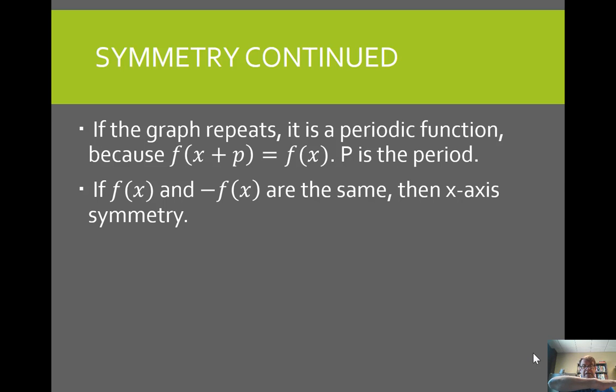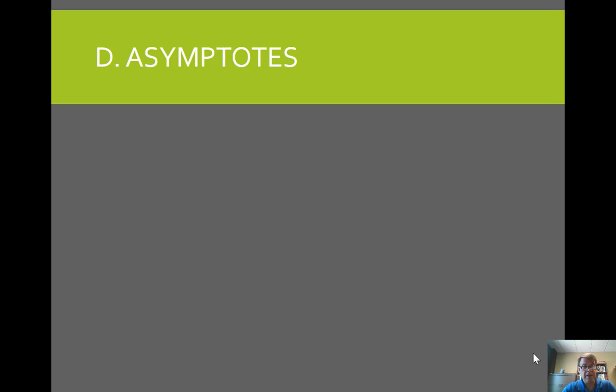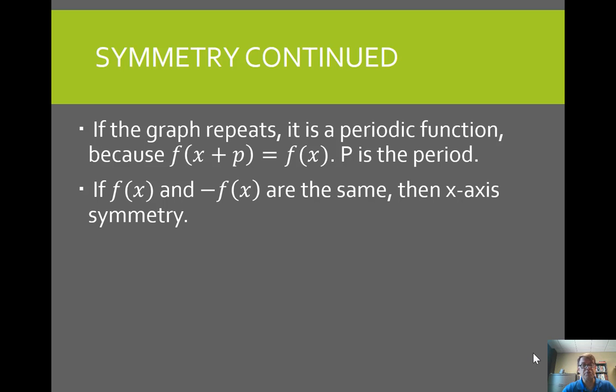X-axis symmetry is basically if you put in the opposite of f of x and it ends up the same. So if you make y negative and it comes out the same, then you're going to have x-axis symmetry. Of course, that's not going to be a function because it won't pass the vertical line test. Lastly, symmetry. So those are all the symmetries: y-axis symmetry, origin symmetry, x-axis symmetry, and then a kind of periodic symmetry, as it were.